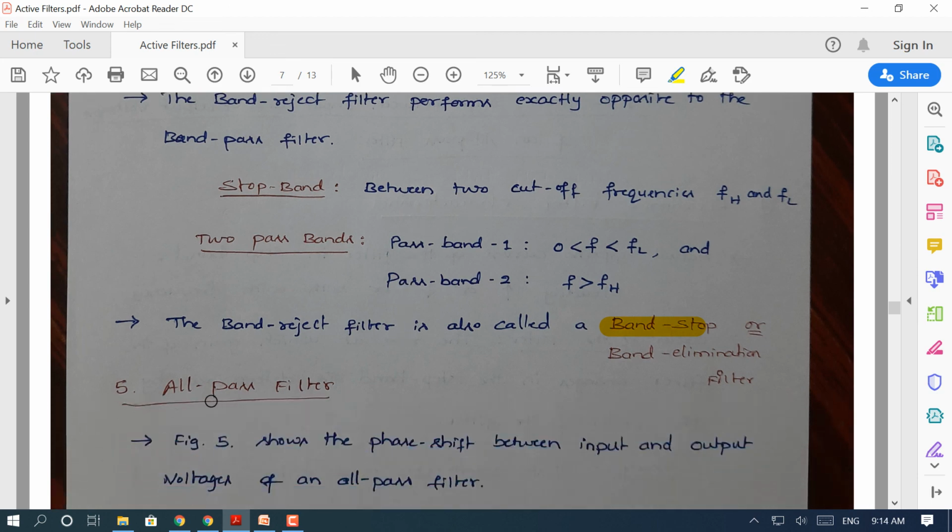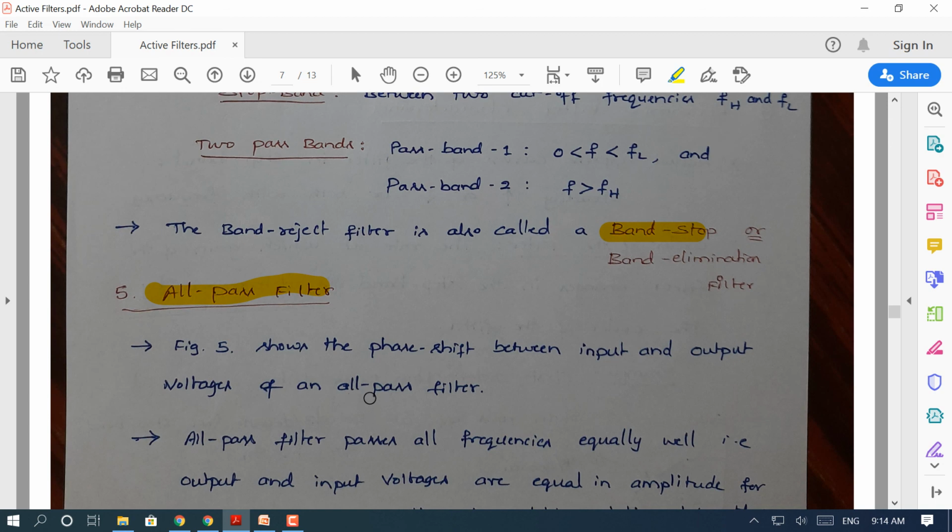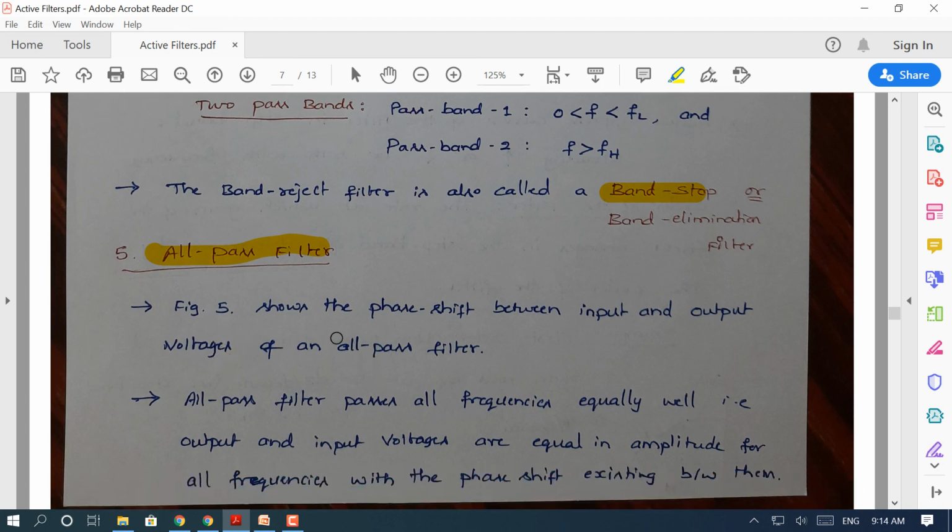The last type of filter that we are going to discuss here is the all pass filter. This is a filter which passes all frequency signals. This is used in some applications. You will see the frequency characteristics of this filter. We are showing the phase shift here. We are not going to show the frequency response for this all pass filter because it's going to be a flat line for the gain versus the frequency.